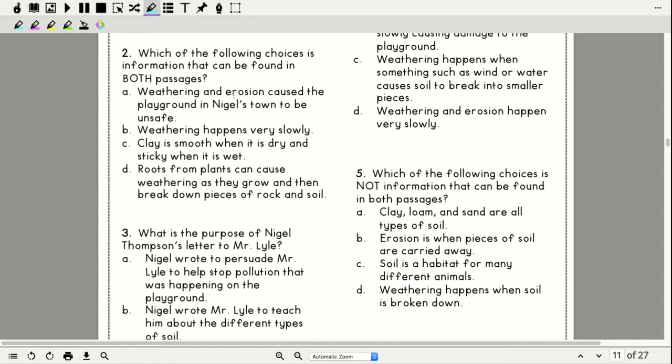Now, this one is just about Nigel, so that is Dear Mr. Lyle. This one, I'm not really sure. I have to go back and I have to look. And I do find it in both passages.